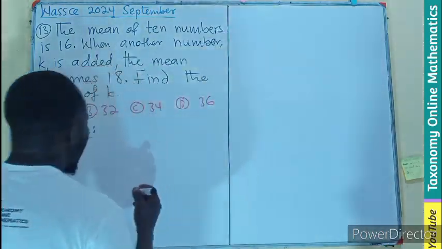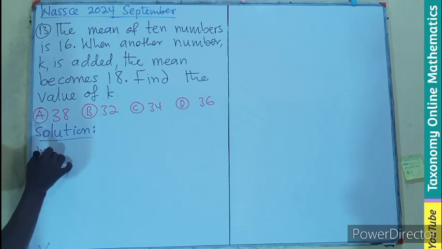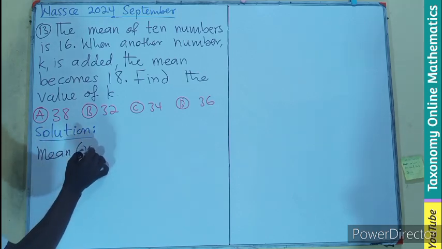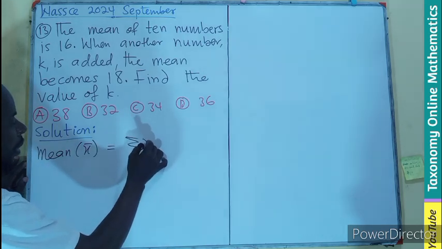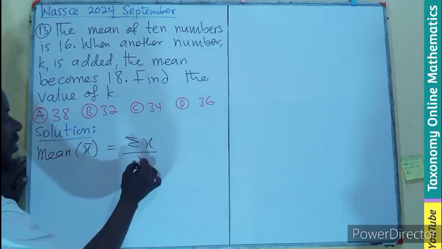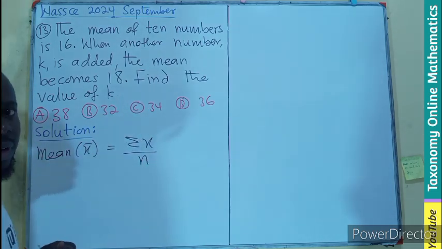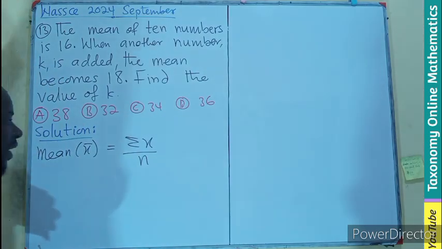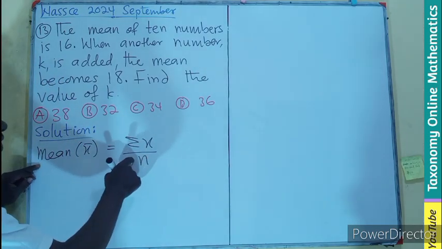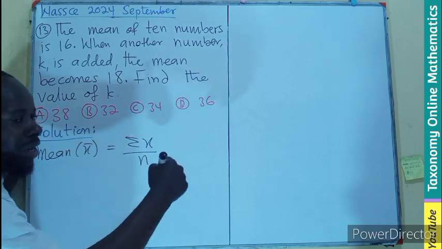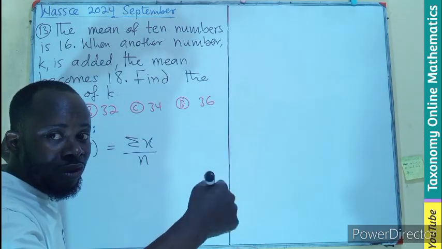Let's begin with the concept of mean. We know the mean is given as x bar equals the summation of all the values of x divided by the number of values you are adding. So in this case, the mean is given to us. The numbers are 10. We don't know the sum of those numbers.